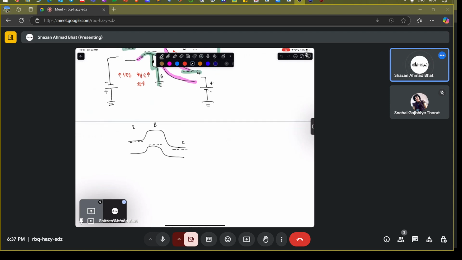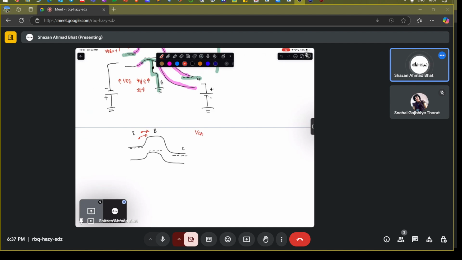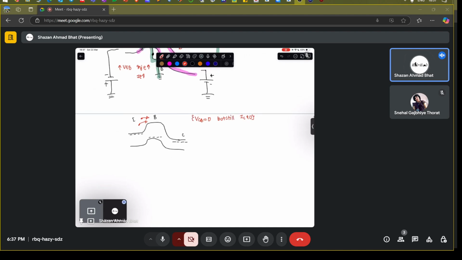So now what's going to happen? The electrons which are coming into this region, even if we are not applying any VCB. So that is the case we want to study: VCB equals 0, but still IC is not equal to 0. Now that means you are removing the bias on this side totally. When you are removing the bias on this side, the Fermi level is going to be aligned with the base region, because you are not applying any bias.